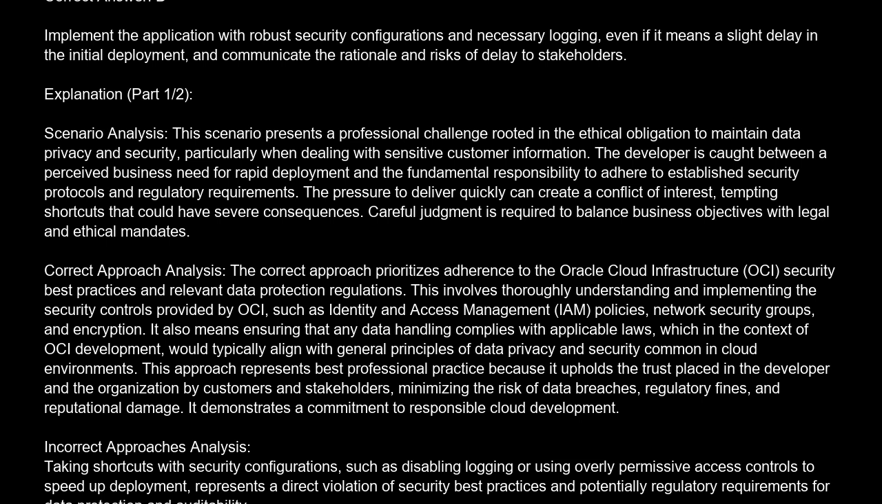This approach represents best professional practice because it upholds the trust placed in the developer and the organization by customers and stakeholders, minimizing the risk of data breaches, regulatory fines, and reputational damage. It demonstrates a commitment to responsible cloud development.